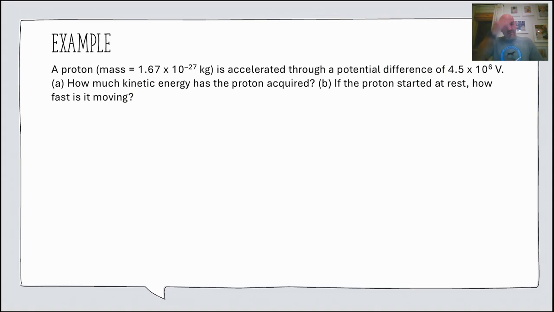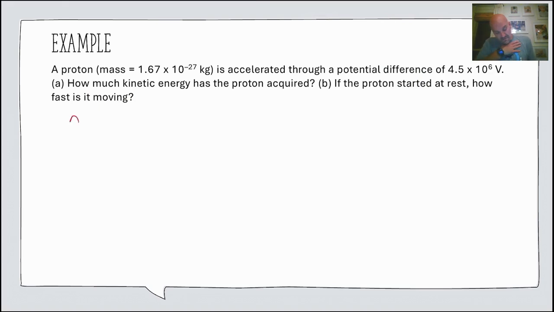You have a proton, which has a mass of 1.67 times 10 to the negative 27th kilograms. It's accelerated through a potential difference of 4.5 times 10 to the 6 volts. The question is, how much kinetic energy was acquired by the proton? And if the proton started at rest, how fast is it moving?